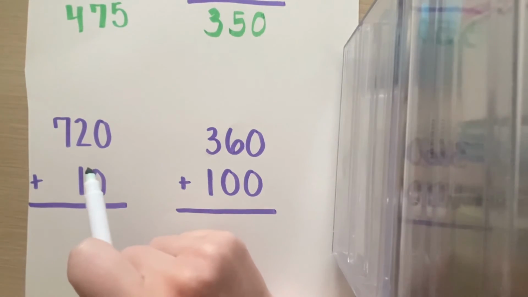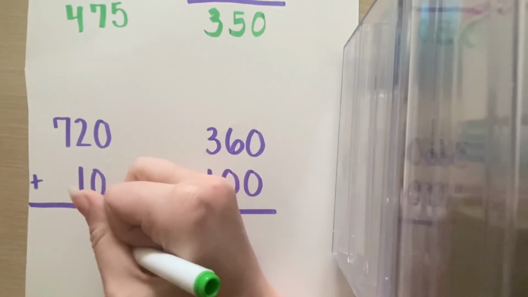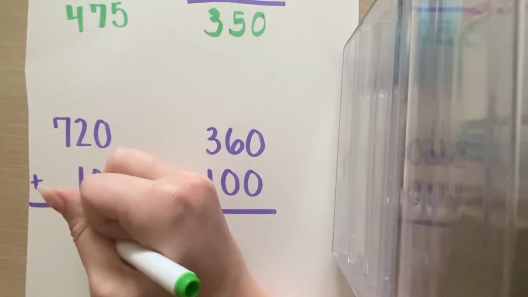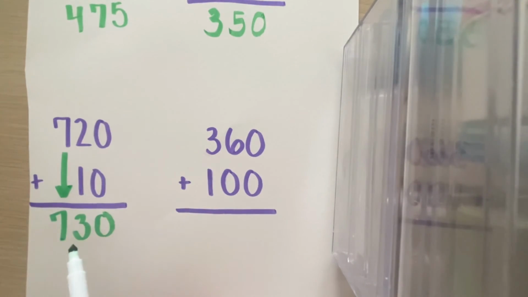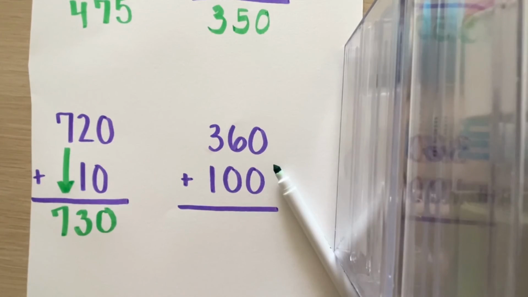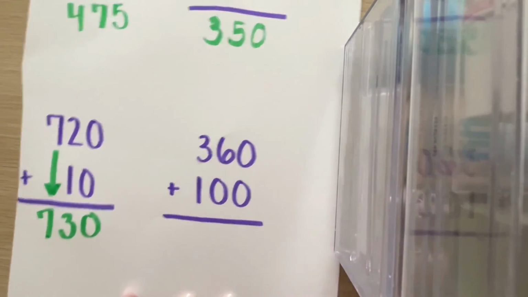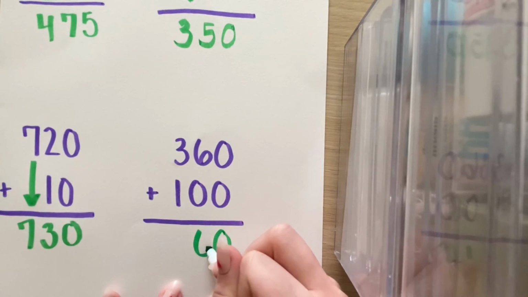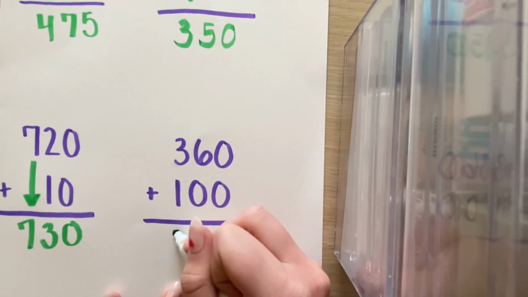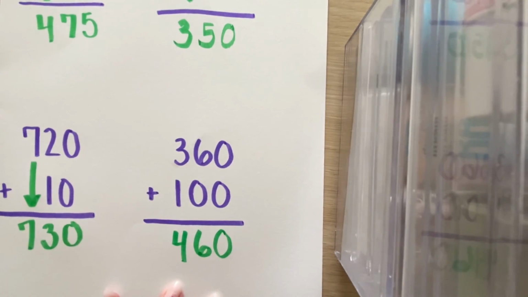Next we have 720 plus 10. 0 plus 0 is 0. 2 plus 1 is 3. And we're going to carry the 7 down, leaving us with 730. 720 plus 10 equals 730. Lastly, we have 360 plus 100. 0 plus 0 equals 0. 6 plus 0 equals 6. And 3 plus 1 equals 4. 360 plus 100 equals 460.